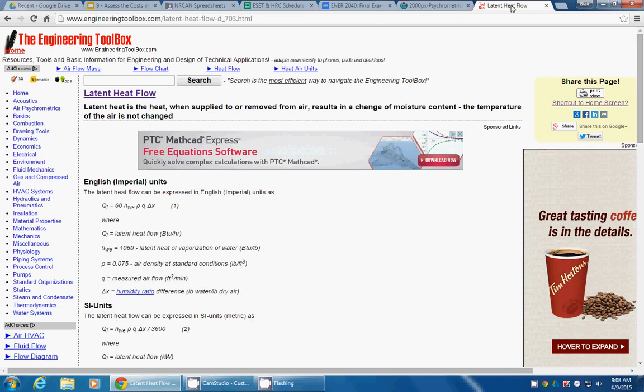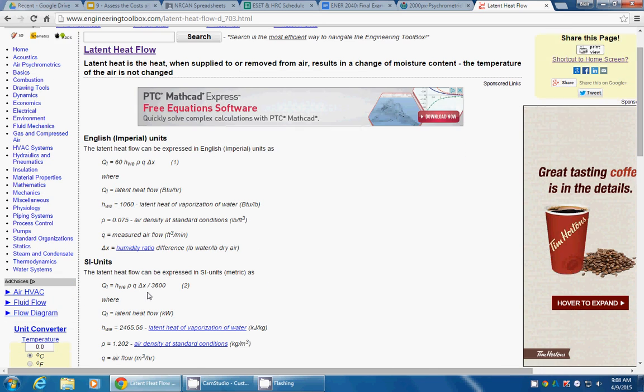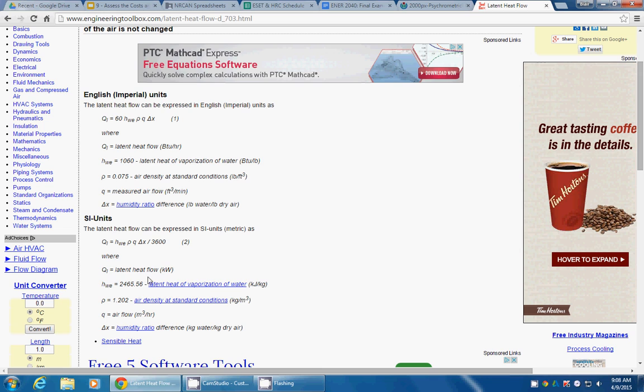And if we come to the Engineering Toolbox, and if you put in Engineering Toolbox and latent heat flow, what comes out is, I like the metric version because that's what we're dealing with. Latent heat flow equals the latent heat of vaporization of water, the density of air, the airflow in meters cubed per hour, and the humidity ratio.